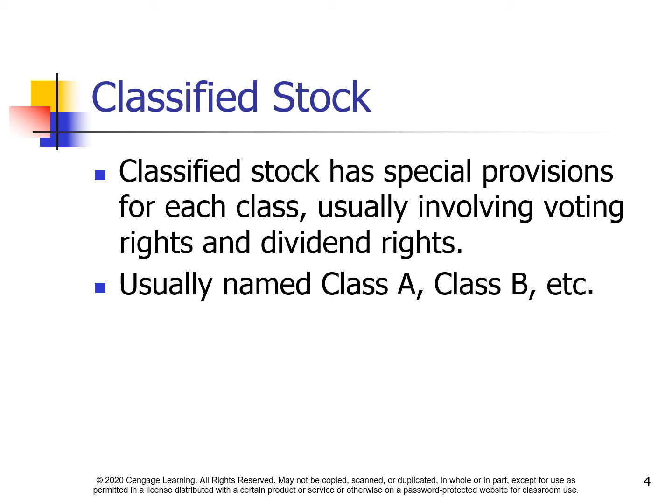Classified stock. Classified stock has special provisions for each class, usually involving voting rights and dividend rights, usually named Class A, Class B, etc.